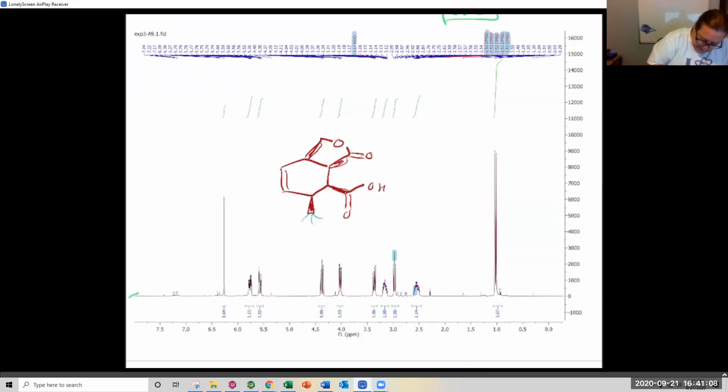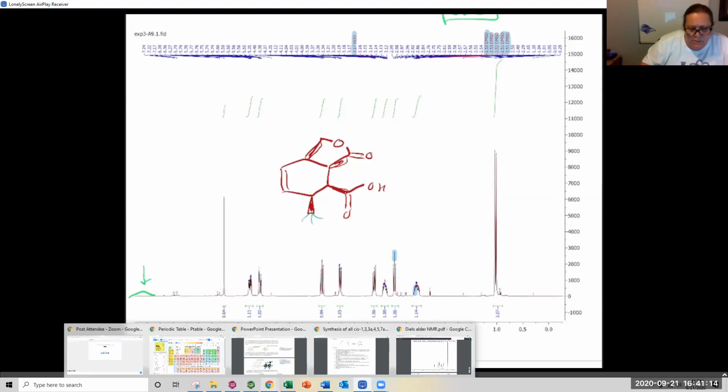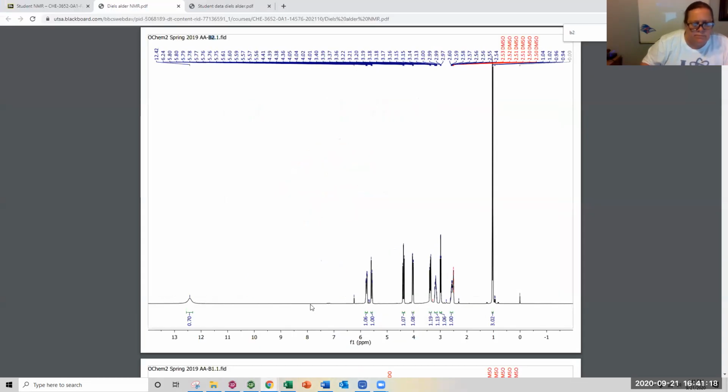Somewhere down here is going to be my carboxylic acid. Let me go back over to an actual NMR. It's going to be here. You see how it's 0.7? So I'll make it 0.7. Obviously, this is your carboxylic acid, so I'm going to call this HA. Why is it low?